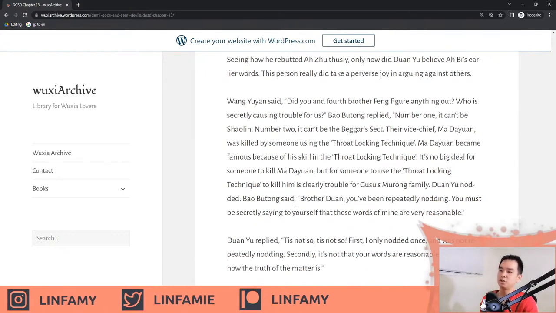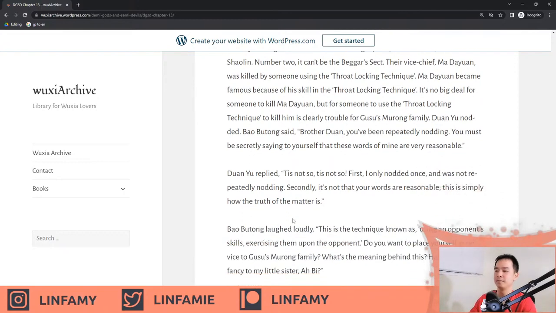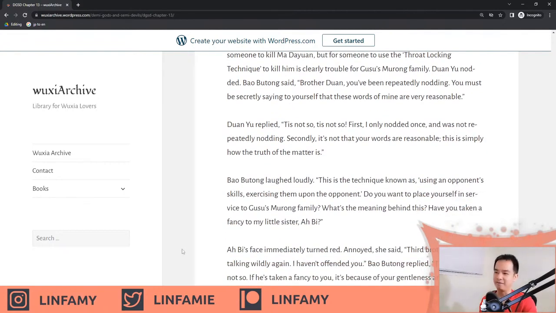Bao Butong said, "Brother Duan, you've been repeatedly nodding. You must be secretly saying to yourself that these words of mine are very reasonable." Duan Yu replied, "'Tis not so, 'tis not so. First, I only nodded once, and was not repeatedly nodding. Secondly, it's not that your words are reasonable, it is simply how the truth of the matter is." Bao Butong laughed loudly. "This is the technique known as using an opponent's skills, exercising them upon the opponent. Do you want to place yourself in service to Gusu's Murong family? What's the meaning behind this? Have you taken a fancy to my little sister, Abi?"